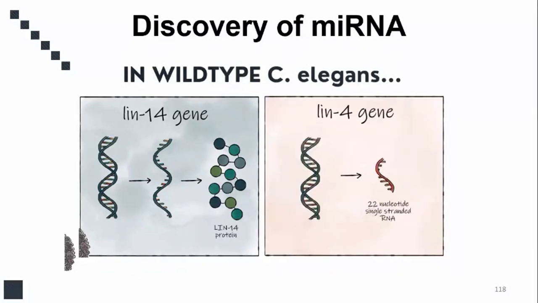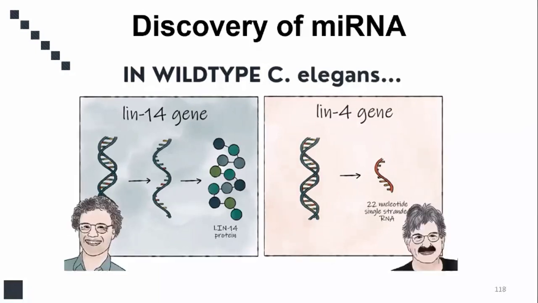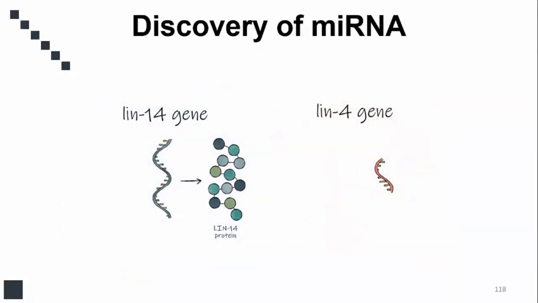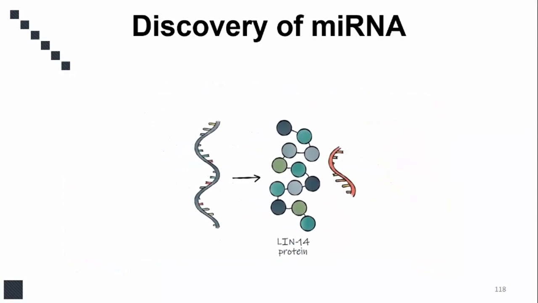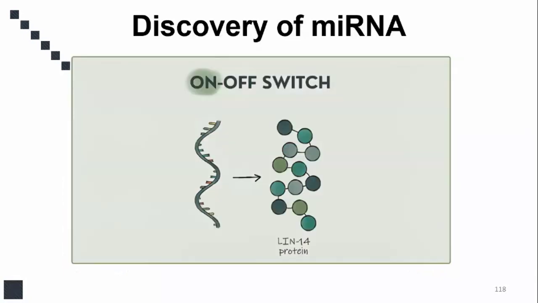Dr. Ambrose confirmed his findings with Dr. Ruvkin, who was also studying the connection between Lin14 and Lin4. By comparing notes, they discovered that the small RNA derived from the Lin4 gene had a complementary sequence in the messenger RNA for Lin14. Because of this, they theorized that maybe the Lin4 small RNA acted as a post-transcriptional on-off switch that regulated gene expression of Lin14 at specific times during development.